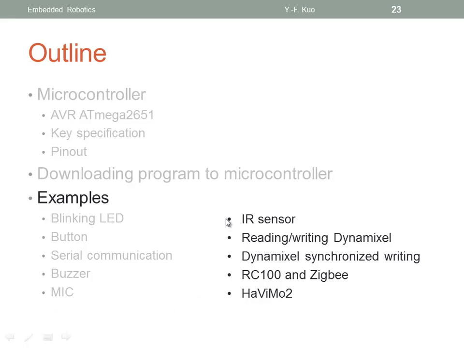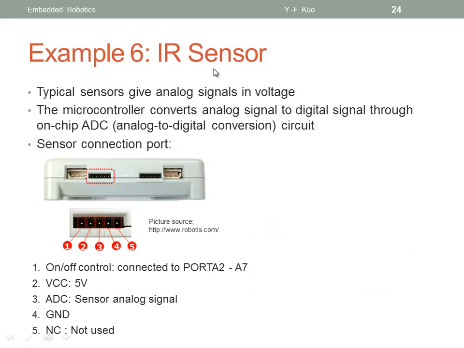And today I'm going to give you more examples. These four: the IR sensor reading, writing Dynamixel, synchronized writing, and RC100 and ZigBee. So let's start from this IR sensor example.